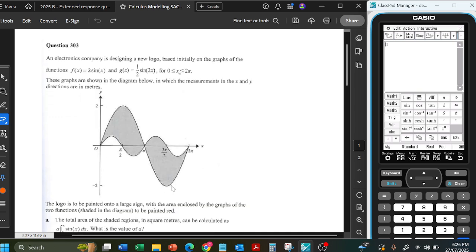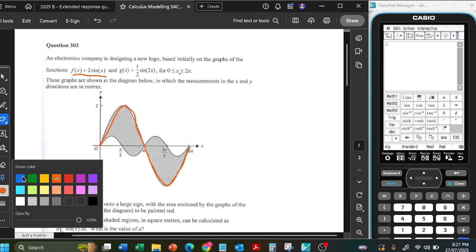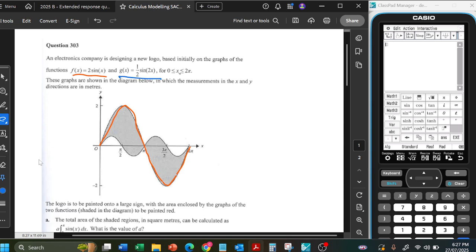So the electronics company is designing a logo based on the two graphs below. So we've got first up the graph of f(x) = 2 sin x. I'm just going to illustrate that in orange. So that's that first curve there. And then we've also got the curve of g(x), which is this smaller curve here. So you can see the g(x) curve has an amplitude that's equal to a half.